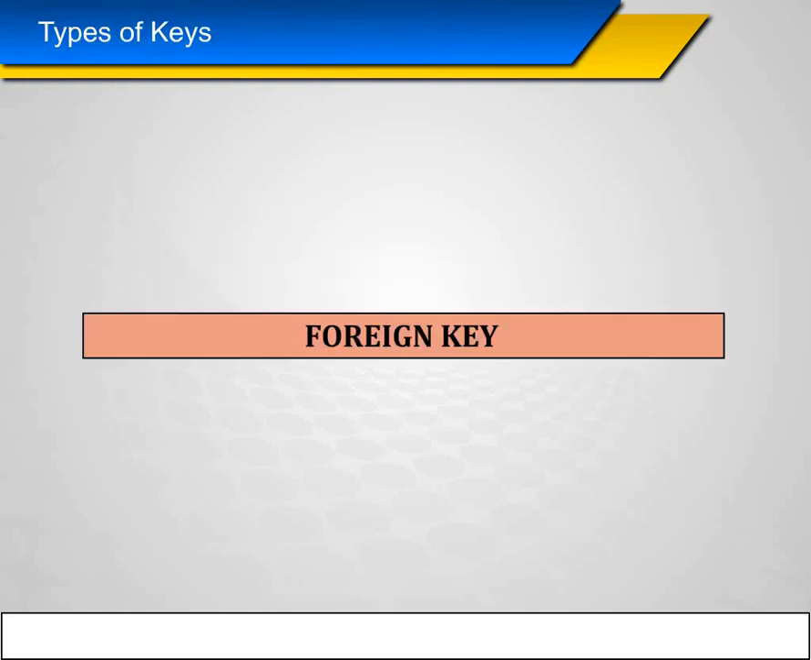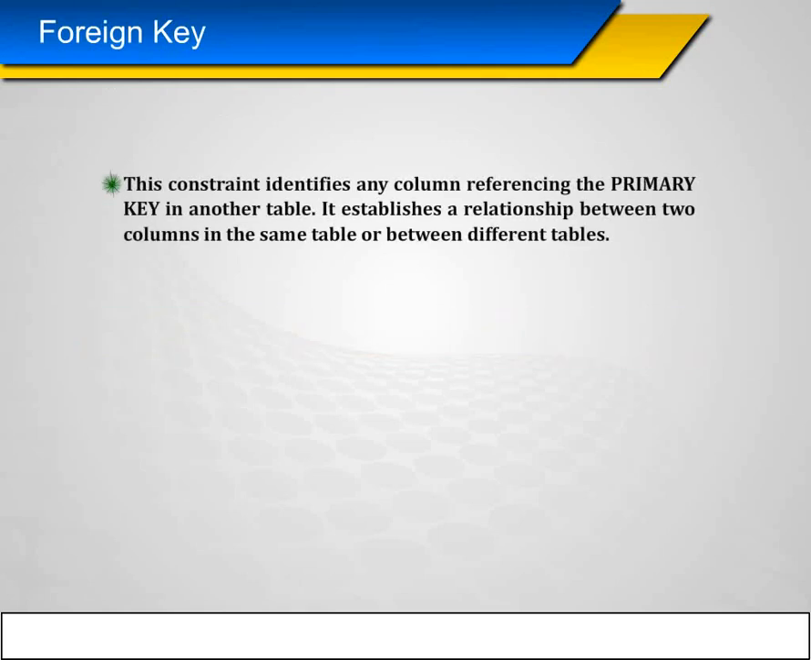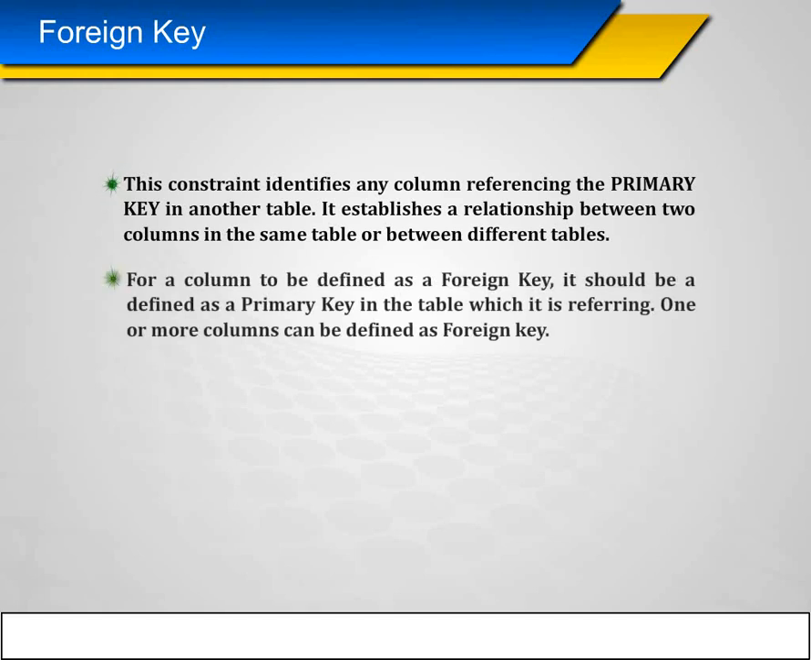Foreign key. This constraint identifies any column referencing the primary key in another table. It establishes a relationship between two columns in the same table or between different tables. For a column to be defined as a foreign key, it should be defined as a primary key in the table which it is referring. One or more columns can be defined as foreign key.